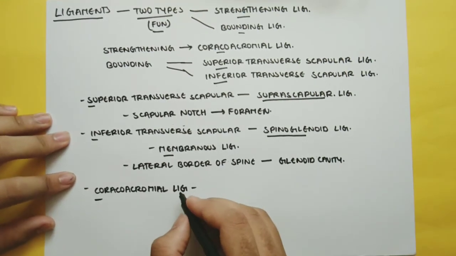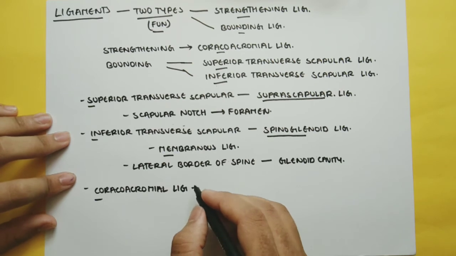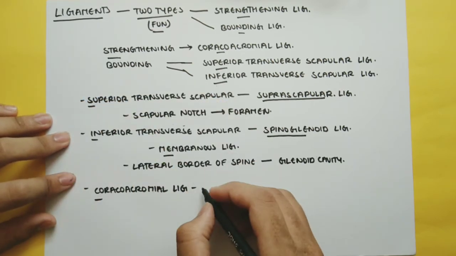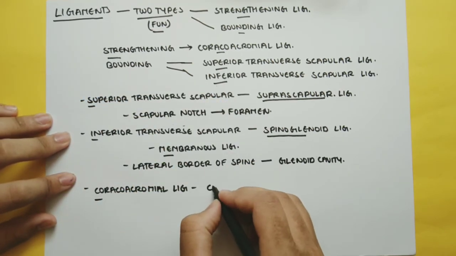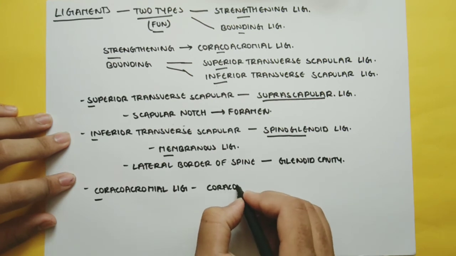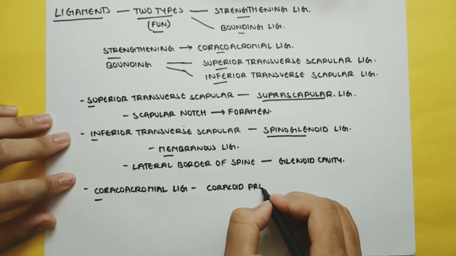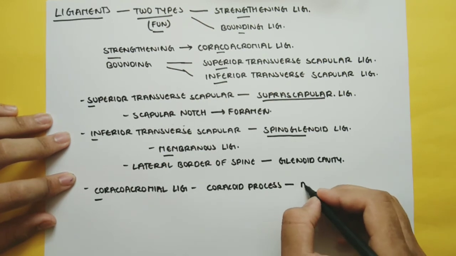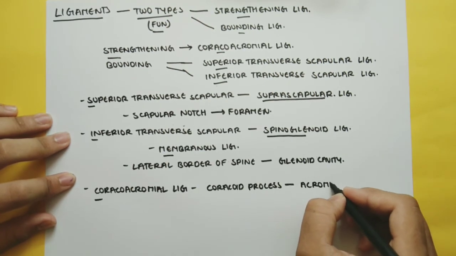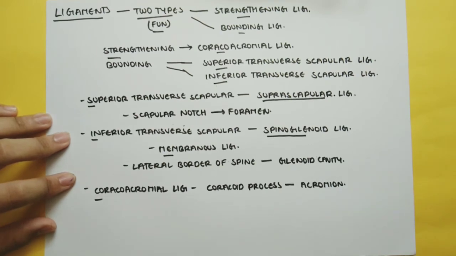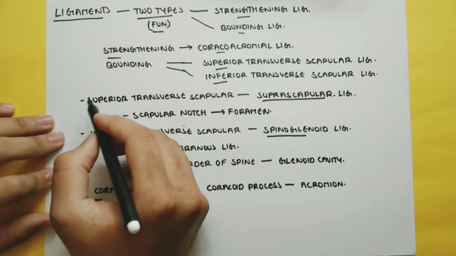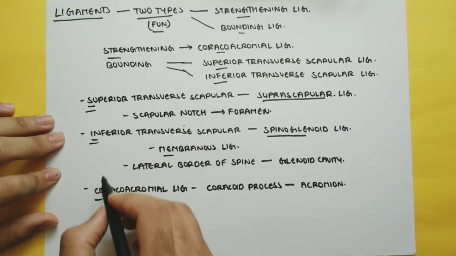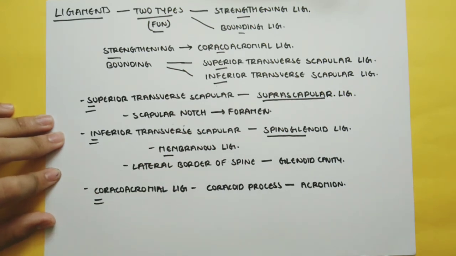Now let's talk about the coracoacromial ligament, which is a strengthening ligament which forms between the coracoid process and acromion. These are the three ligaments of the scapula.